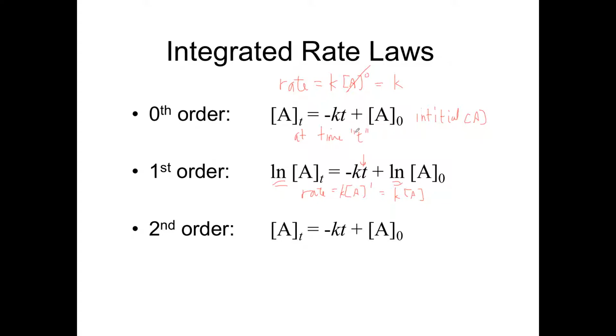Uh-oh. This second order rate law, I did not get this right. The first order is correct, but I got a mistake here. This is not the second order rate law. Okay, I'm looking it up right now. This is wrong. It's really 1 over A at time t is equal to positive kt plus 1 over A0. Okay? Sorry about that.